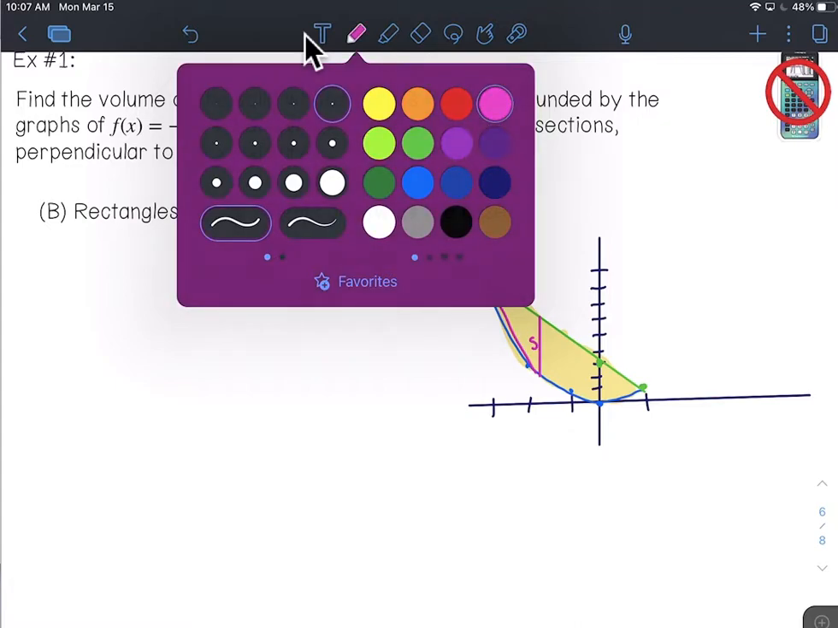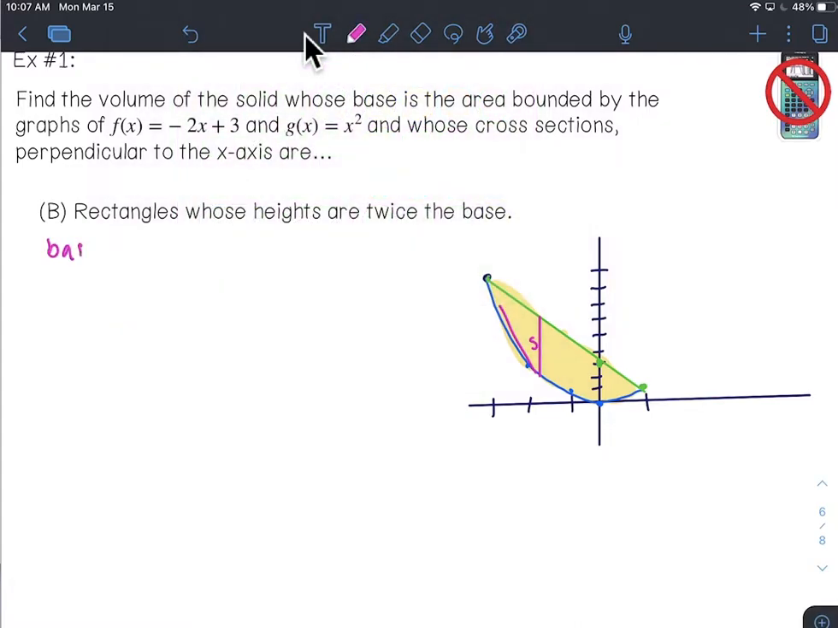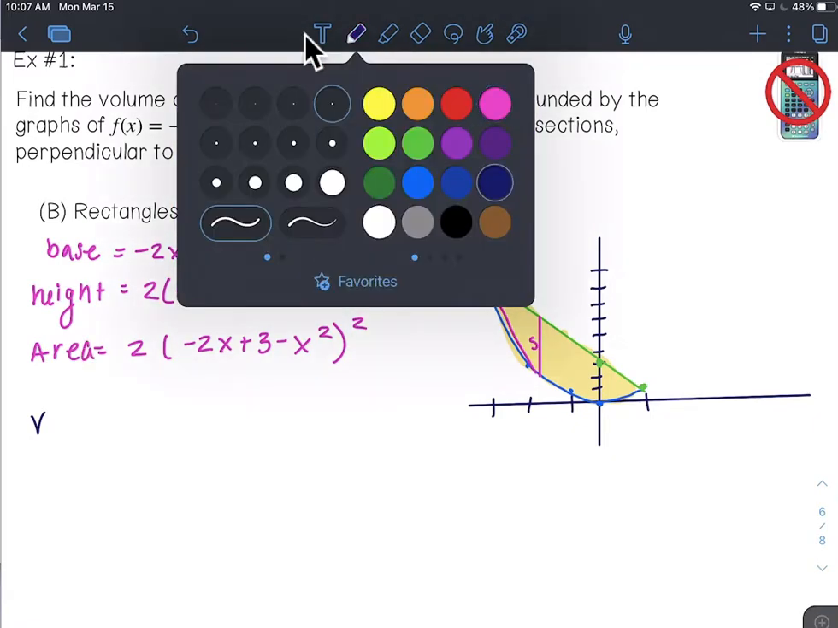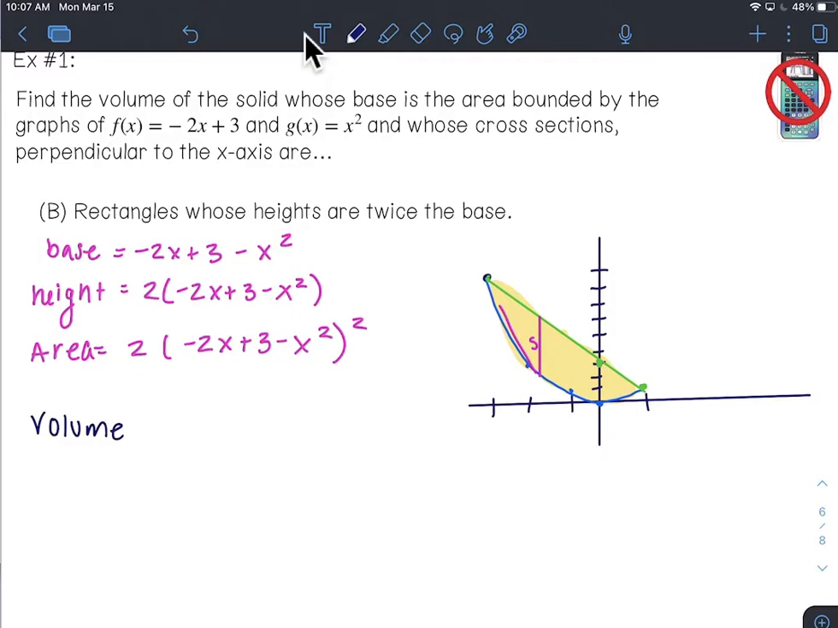Okay, so the base of that rectangle is going to be that side S. So base is going to be that negative 2x plus 3 minus x squared, the height between the functions. So now the height is going to be twice that. So we've got 2 times that. So then the area is going to be 2 times negative 2x plus 3 minus x squared, all squared. So when we go to find the volume, just notice I spelled area wrong. There we go. We're just going to do the integral from negative 3 to 1 of that area expression.